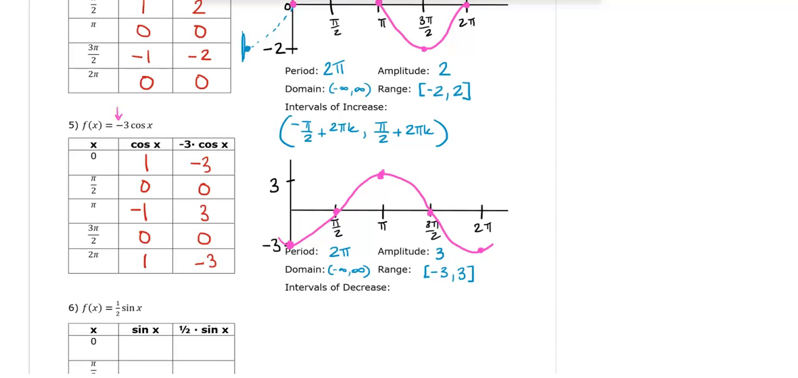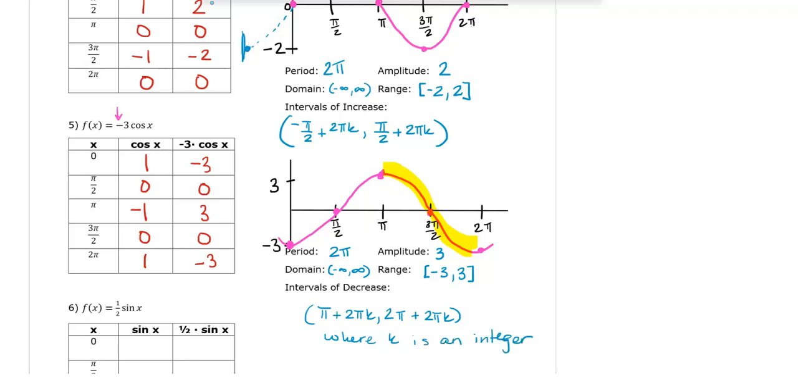Intervals of decrease. So where is this decreasing? Right here in this whole section right here. So what are those values? Well, that's from pi to 2 pi. So, not the square bracket. We're going to go pi plus 2 pi k to 2 pi plus 2 pi k, where k is an integer.